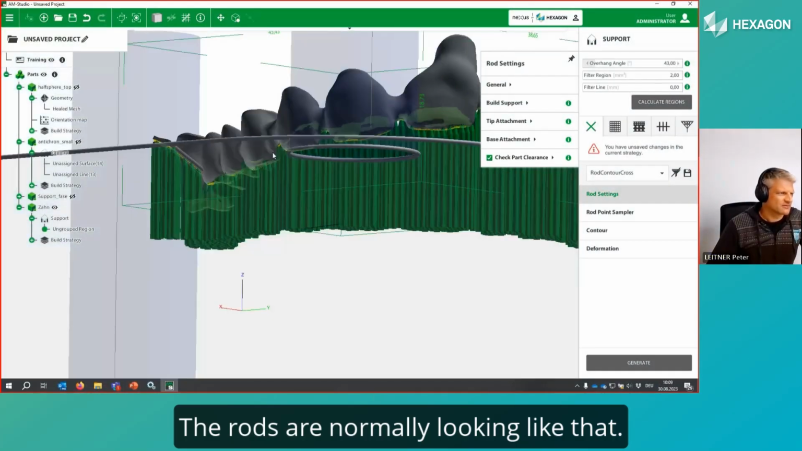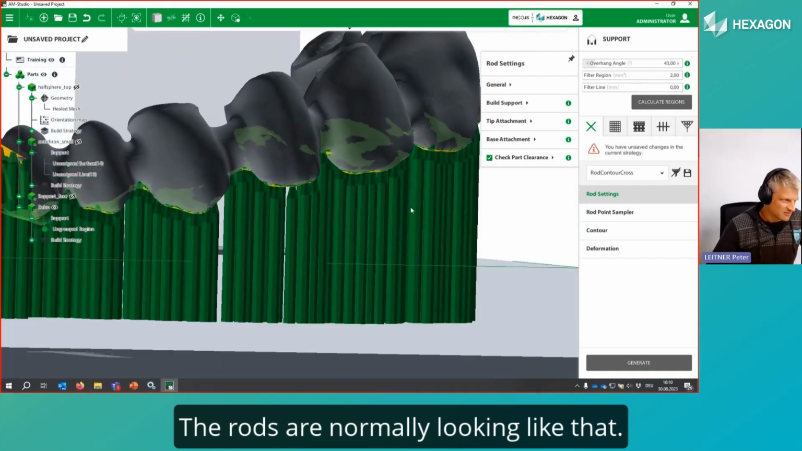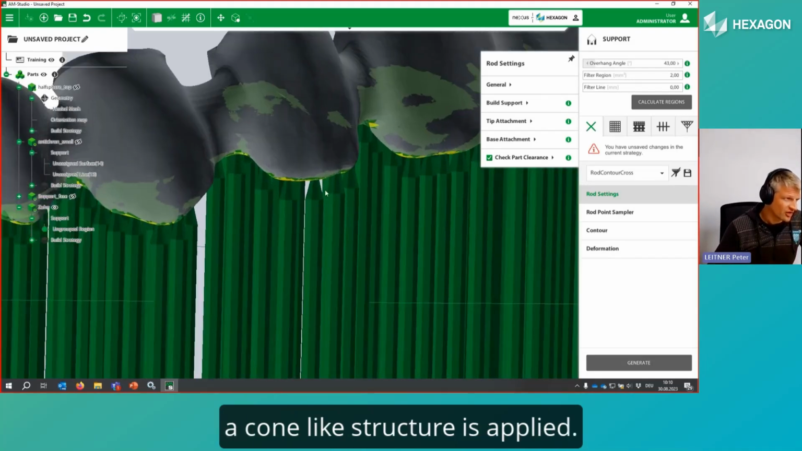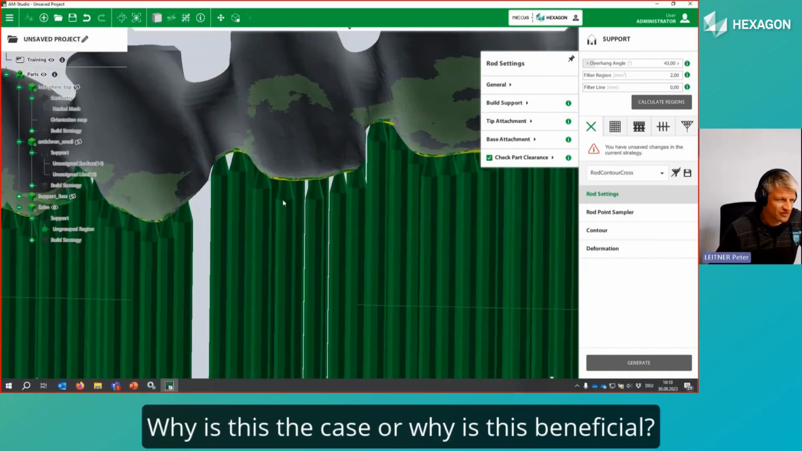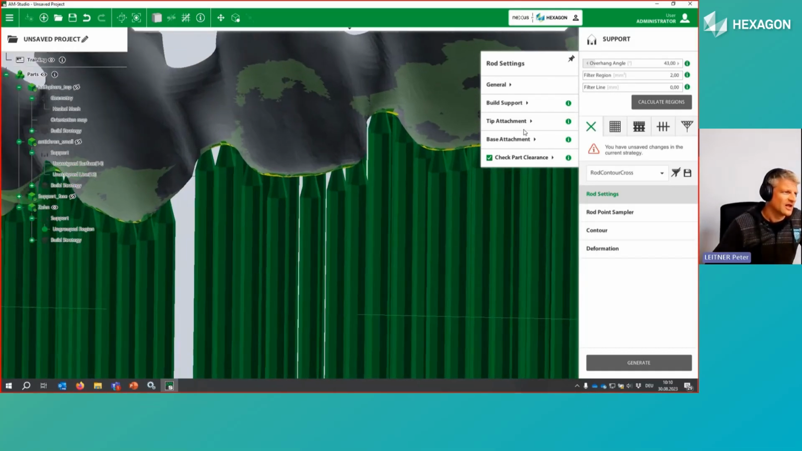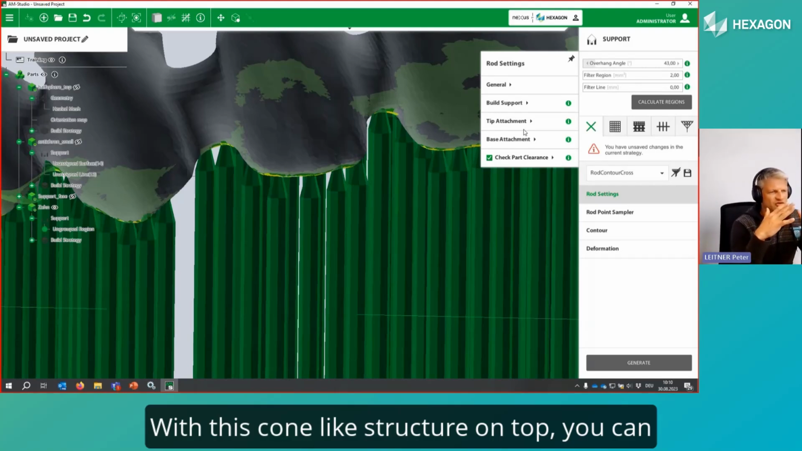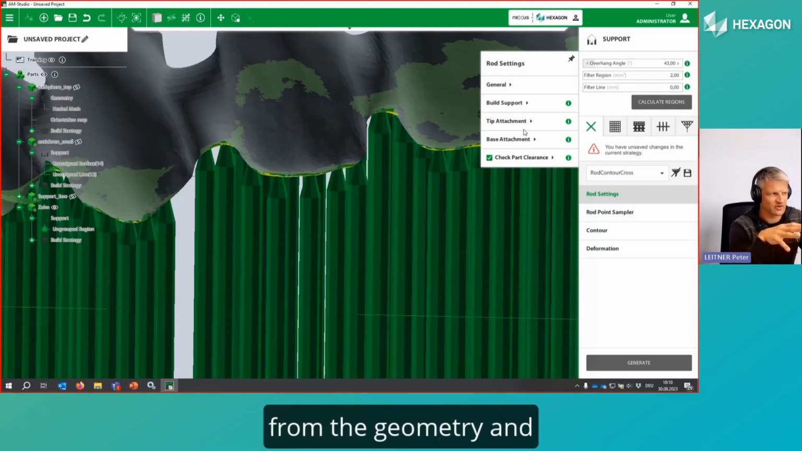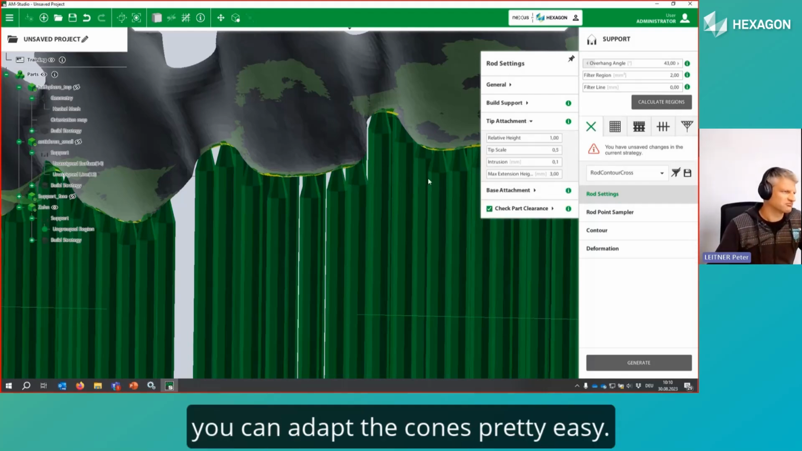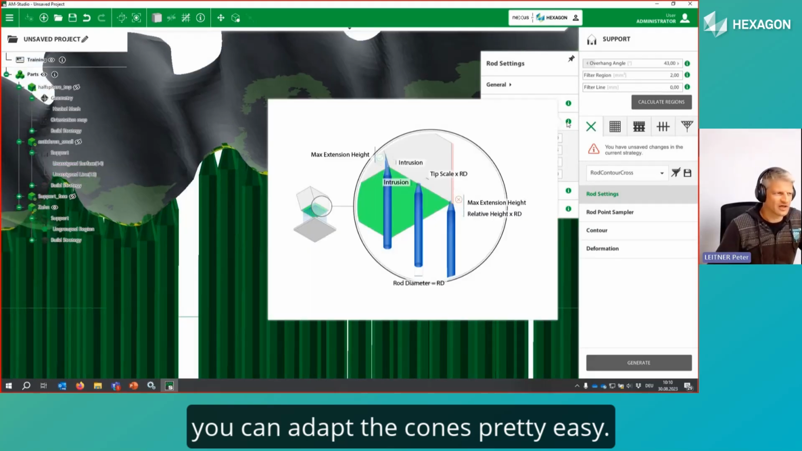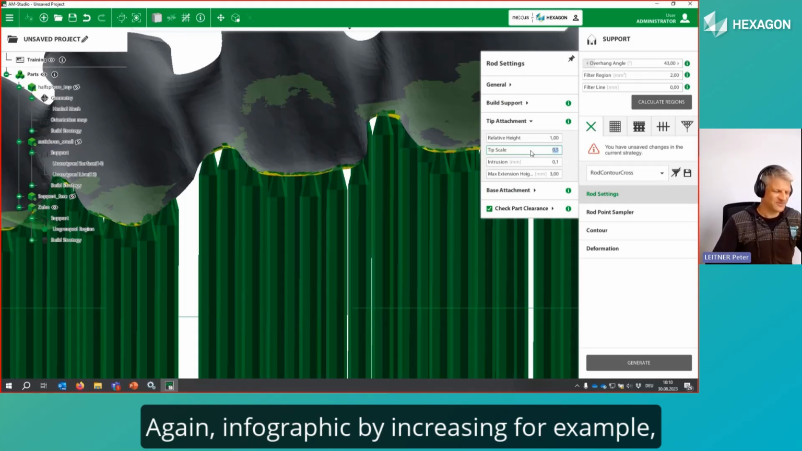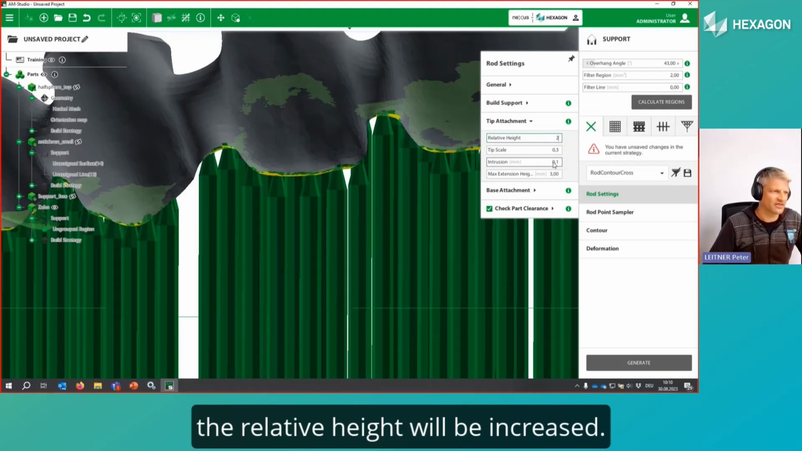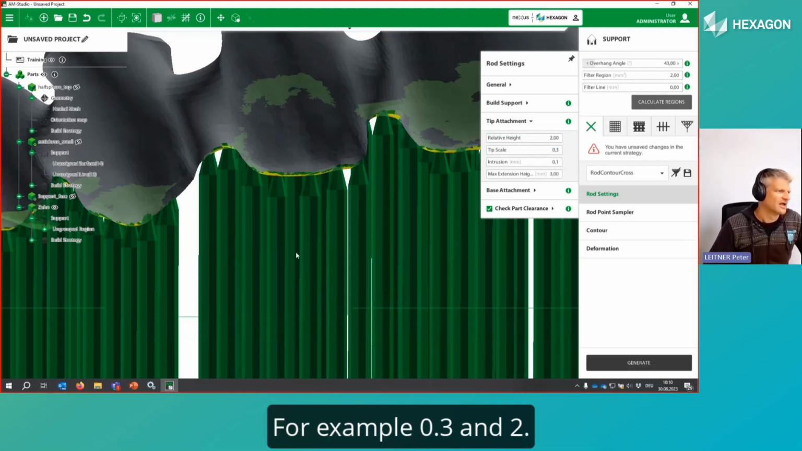The rods are normally looking like that. Those are tubes, and on the top of the tube, a cone-like structure is applied. Why is this the case, or why is this beneficial? With this cone-like structure on top, you can more easily remove the support structures from the geometry, and you can adapt the cones pretty easily. Again, infographic. By increasing, for example, the tip scale, the relative height will be increased.